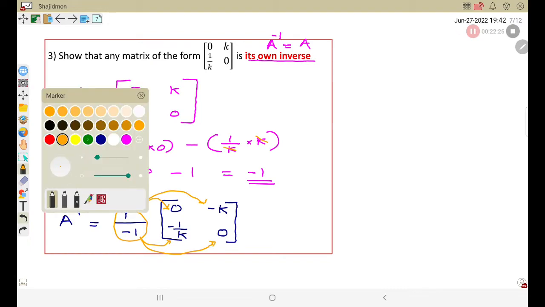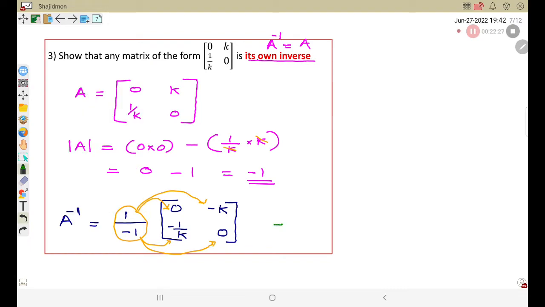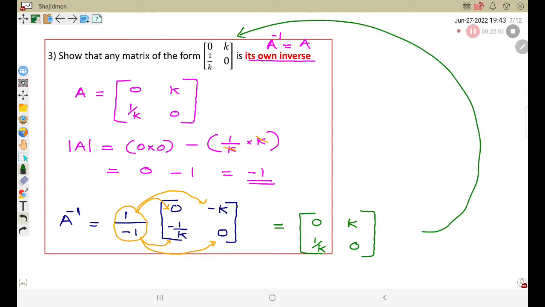Okay, so we can check what matrix we are getting. Equals matrix, 1 over minus 1 means minus 1. So minus 1 multiply 0, 0. Minus 1 multiply minus k, that is k. Minus 1 multiply minus 1 over k, 1 over k. Minus 1 multiply 0, again it is 0. So this will be the answer. Now we can see this answer. Is it the same as the given matrix? Yes, it is the same as the given matrix. Correct? 0 k 1 over k 0.